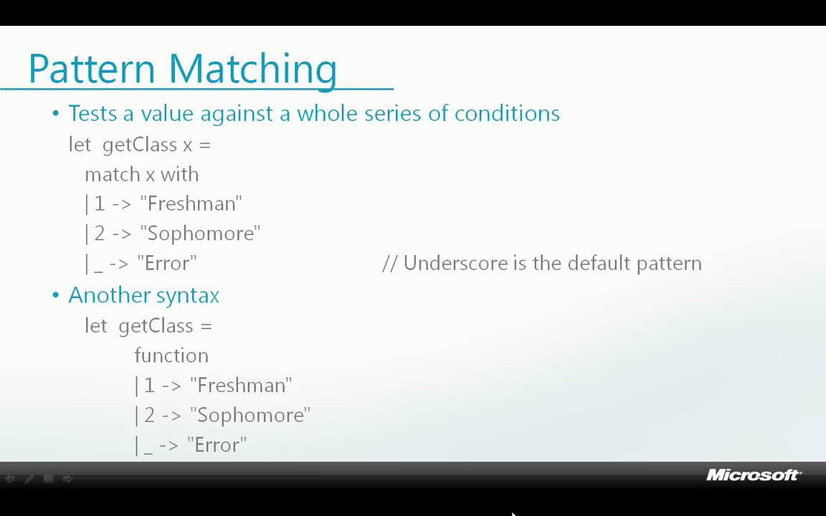Now, there is also another shorter syntax for this that you see. You leave off the argument to the function getClass, and you substitute the word function for that match x with line. And then F# infers that you're matching whatever argument is passed into the getClass function against either 1 or 2 or something else. Now, that also lets it infer that the type of the argument has to be an integer, but you don't have to use an integer argument in pattern matching. It could be a string, for example.